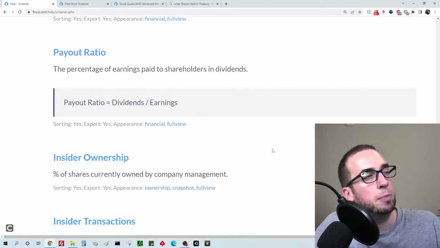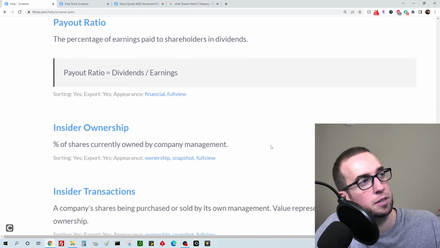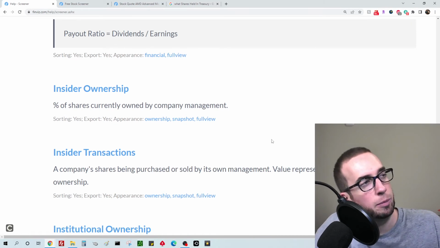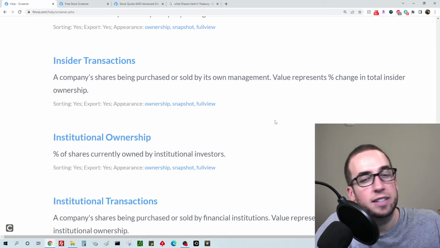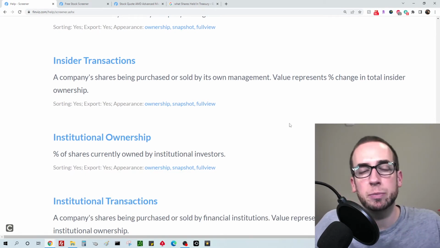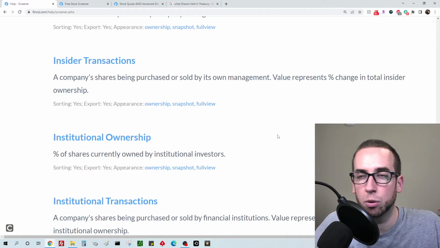Payout ratio, the percentage of earnings paid to its shareholders in dividends. Payout ratio equals dividends divided by earnings. Insider ownership, percentage of shares currently owned by company management. Insider transactions, a company's shares being purchased or sold by its own management. Value represents percentage change in total insider ownership.